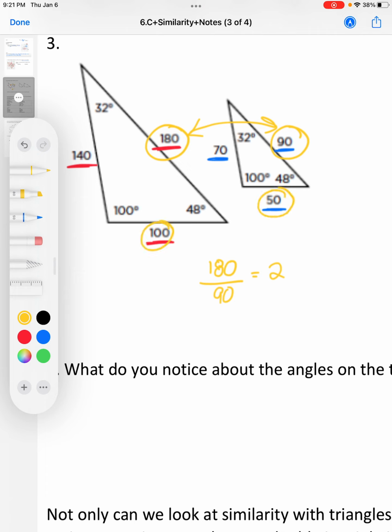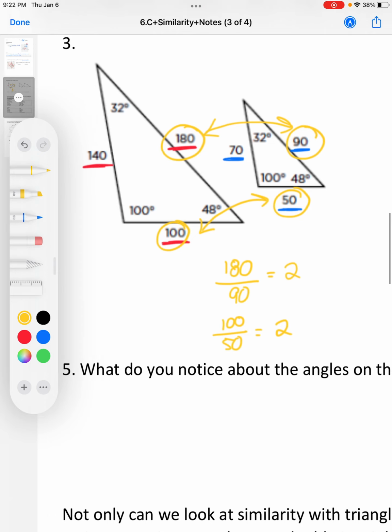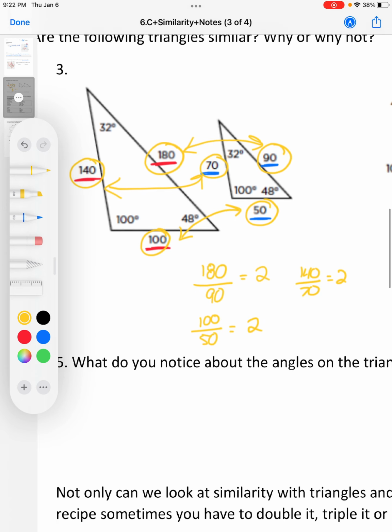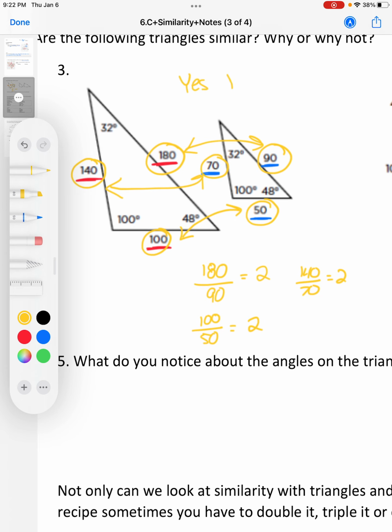What about here? If I have 100 divided by 50, what do I get? I get a difference of 2. This 100 is twice as big as a 50. Okay, what about this 140 and 70? So 140 divided by 70, we get 2 again. It's twice as big. So each side length is twice as big. So are these triangles similar? Yes, they are similar, because every side length is twice as big. We stretched every single side length by 2.